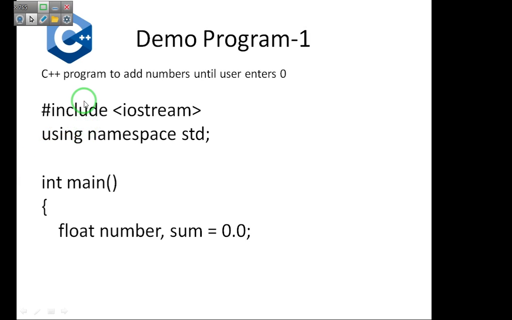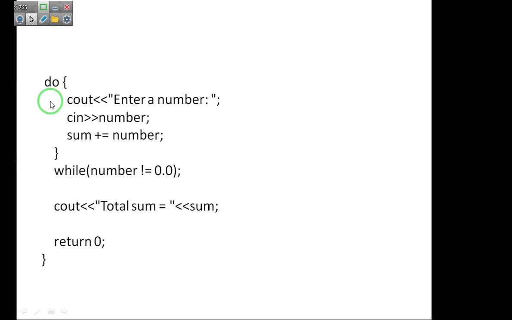So here we are going to write a program to add numbers until user enters 0. We have iostream, the library, using namespace std, main program, float number comma sum is equal to 0.0. This is our variable and that is our floating number. So first of all we have a do keyword, cout enter a number, cin that the user gives any number. So here sum plus equal to number. Here we have the assignment operator.